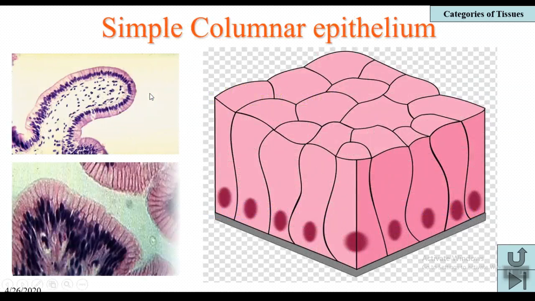Simple columnar epithelium, the cells are column shaped or pillar shaped. You can clearly observe here, and the location of nucleus is also at the base. It is the basement membrane, and the nucleus is located almost near to the basement membrane. That's why it is called simple columnar epithelium.